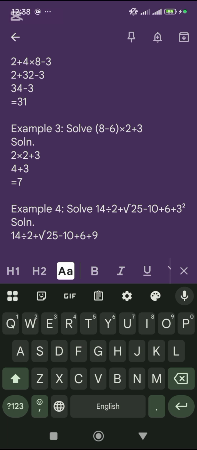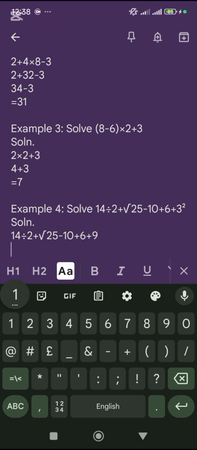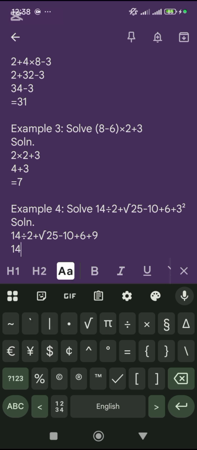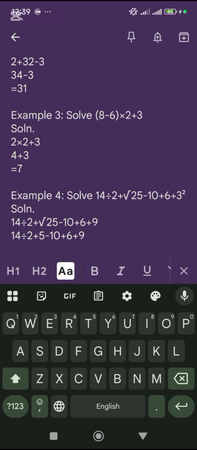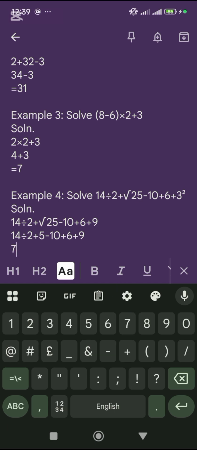So that we can now have 14 divided by 2, but we will not do 14 divided by 2 yet, we'll go to the square root, and so we can have 14 divided by 2 plus, what is the square root of 25? That's 5. So that we have minus 10 plus 6 plus 9. The next thing according to BODMAS is to solve the divisions. So 14 divided by 2 is 7. So we have plus 5 minus 10 plus 6 plus 9.